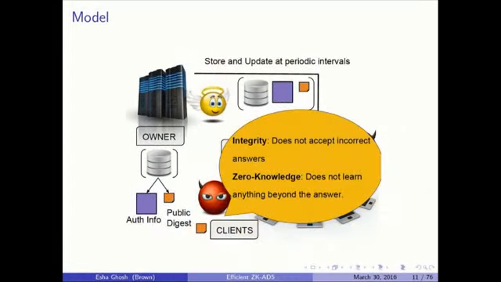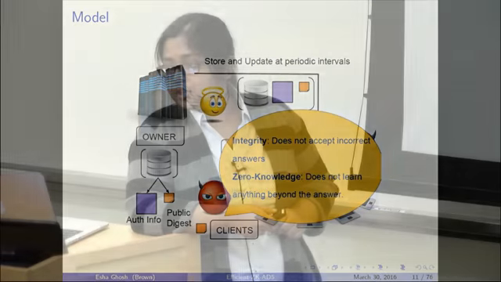Here the requirements are, first, integrity, where the client never accepts incorrect answers. So, whatever the owner has generated, the server cannot give some answer which is inconsistent with the data generated by the owner. And the privacy requirement is that the client does not learn anything beyond the answer to the query, anything else about the data set.